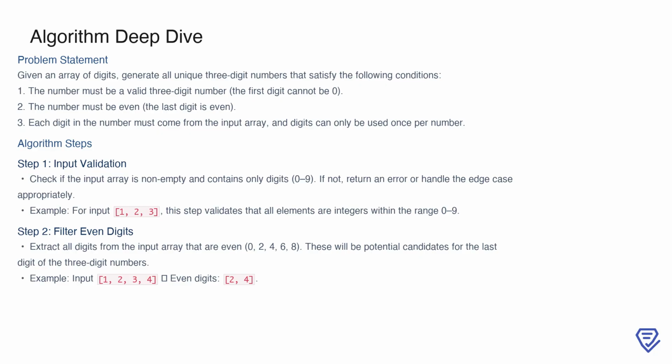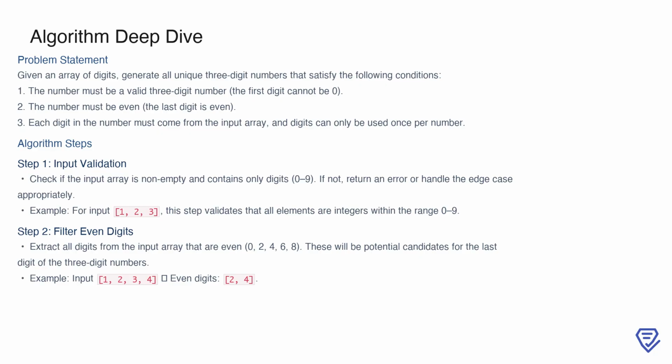To solve this problem, we need to generate all unique three-digit numbers from a given array of digits, while satisfying three conditions. First, the number must be valid, meaning the first digit cannot be 0. Second, it must be an even number, so the last digit must be one of the even digits. Third, all digits in the number must come from the input array, with no digit used more than once.